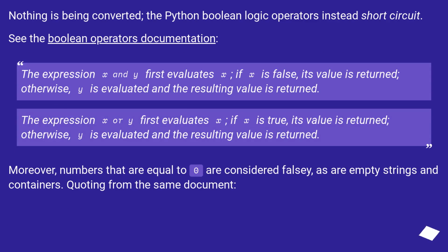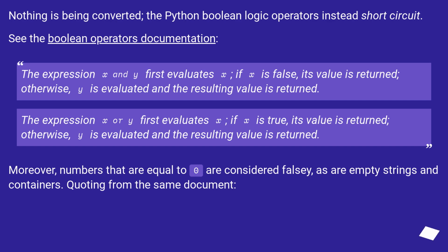Nothing is being converted, the Python boolean logic operators instead short circuit. See the boolean operators documentation. The expression x and y first evaluates x. If x is false, its value is returned, otherwise, y is evaluated and the resulting value is returned. The expression x or y first evaluates x. If x is true, its value is returned, otherwise, y is evaluated and the resulting value is returned.